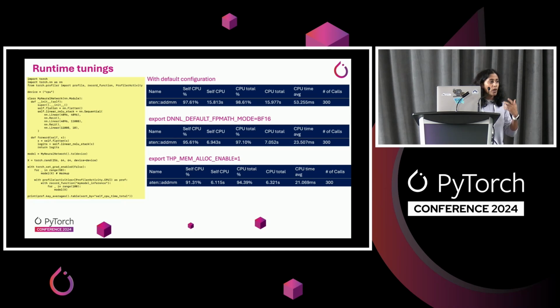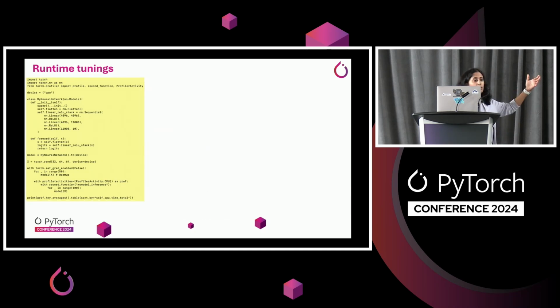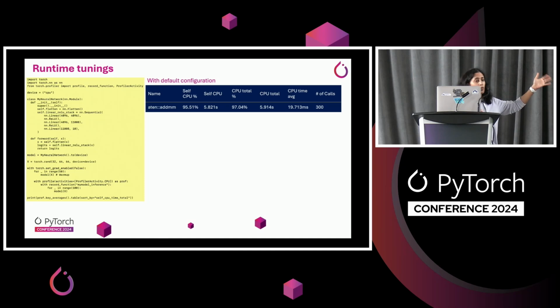Next, let me take you to another example. Here I'm using exactly the same network, but with a much smaller input size. Here I'm using just a batch of 32. So this is once again the output from the default configuration. If you just do a pip wheel install and run this, that is the performance you get. Here it is once again, GEMM is the dominant one. However, it is not very compute intensive.